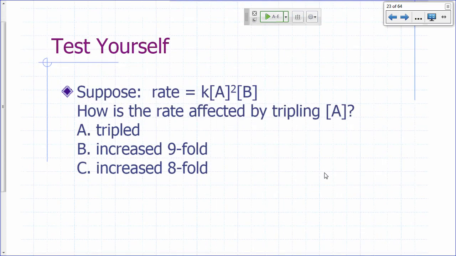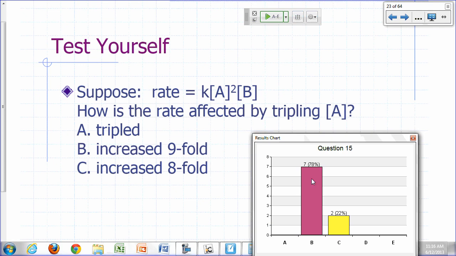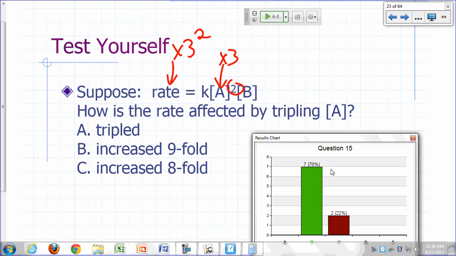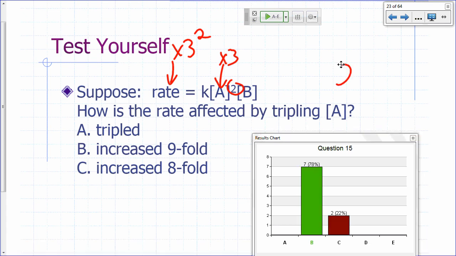How is the rate affected by tripling A? Okay, if I triple my A, I'm multiplying this times 3, right? So this becomes multiplied by 3 squared, since it's second order. What is 3 squared? 9. Okay, don't get confused. 2 cubed is 8, right? But 3 squared is 9.